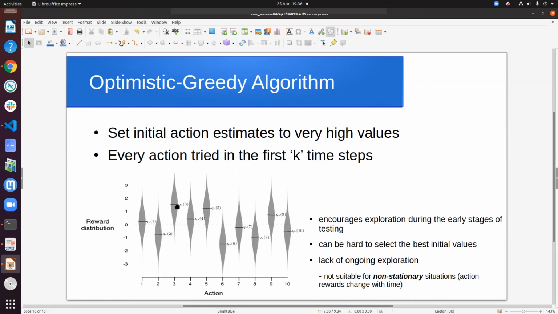The downside of this is that the exploration only ever happens once, right at the start. Once it's locked onto things, it never looks for anything else, and there's no more exploration after that. So again, as it says in the book, it's not good for non-stationary situations where the probability or the mean values are changing with time.